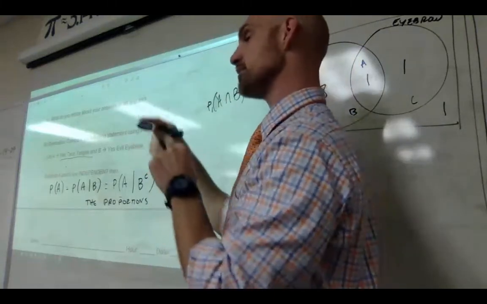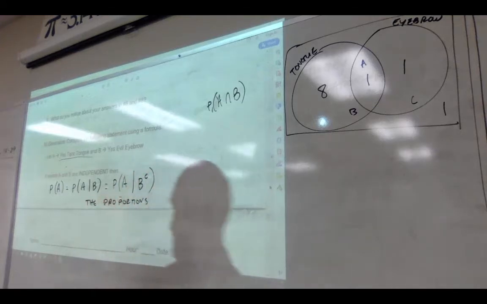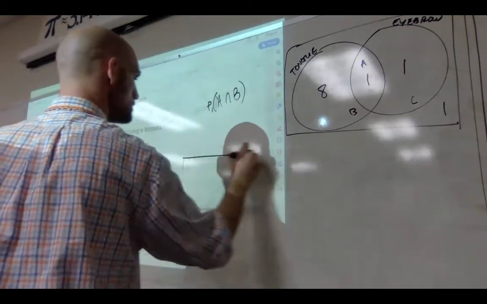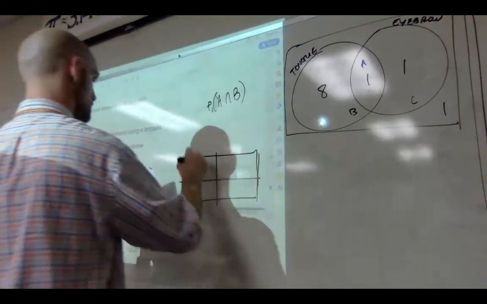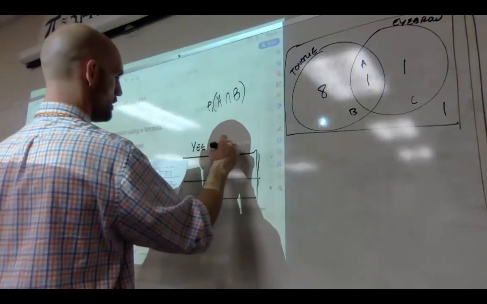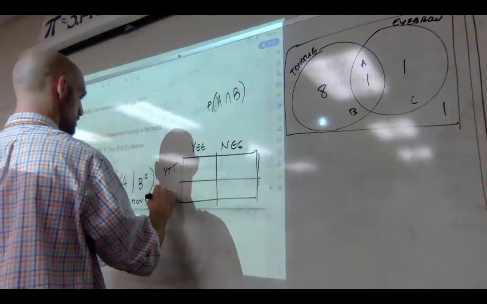I don't understand how you're getting the numbers from the chart either. Okay, let's go back. No, this is important. This is foundational. This is good. Let me draw a chart over here. I've got this chart. Yes Evil Eyebrow, no Evil Eyebrow. Yes Taco Tongue, no Taco Tongue.